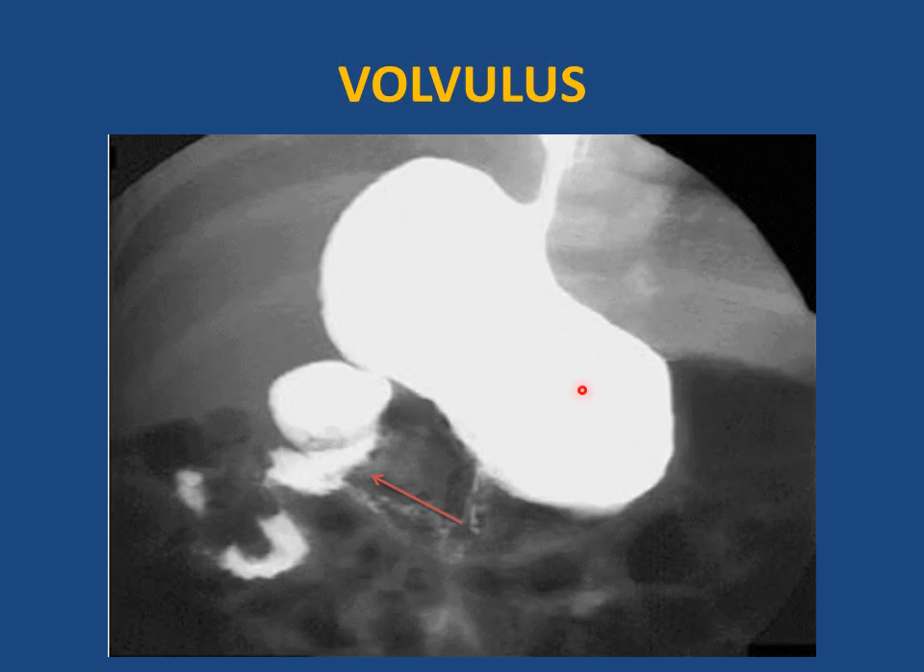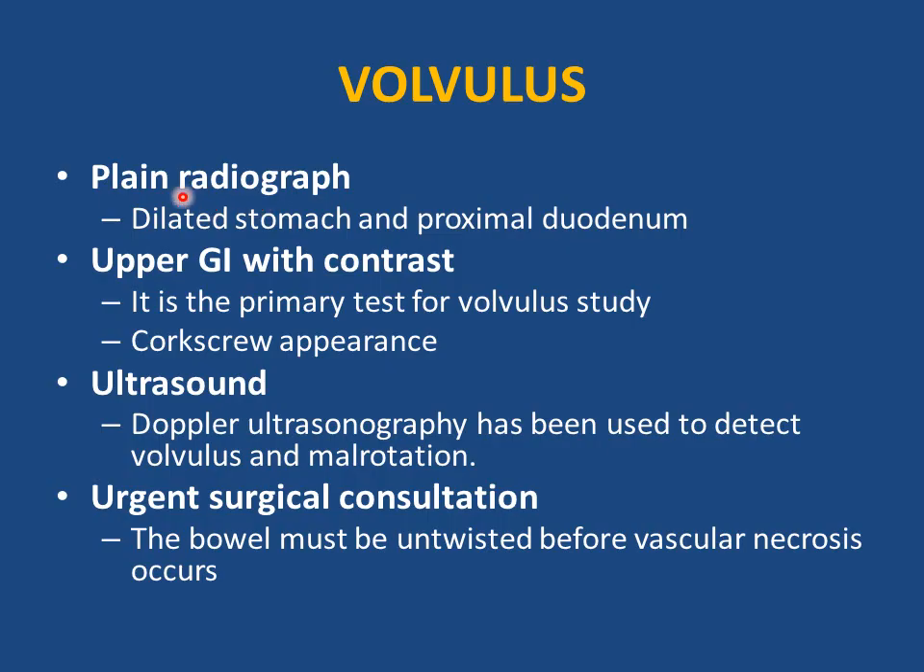This is an upper GI series of a child presenting with midgut volvulus, and you can see here the corkscrew sign, which is a helical and spiral sign indicating small bowel obstruction. Plain X-ray or KUB will show a dilated stomach and proximal duodenum. The upper GI series with contrast is the primary test for volvulus, and if the contrast ends abruptly or tapers in a corkscrew appearance, this is a classic finding. Ultrasonography is also used for detection and diagnosis of volvulus and malrotation.